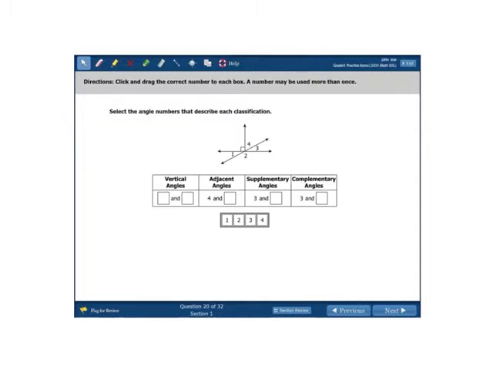And then there were 3. So this is a great question because it requires you to know a whole bunch of stuff. Vertical angles, adjacent angles, supplementary angles, and complementary angles.